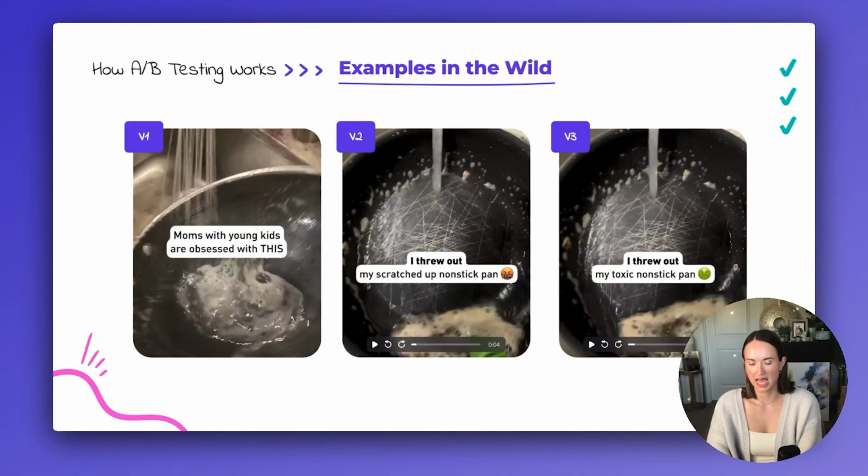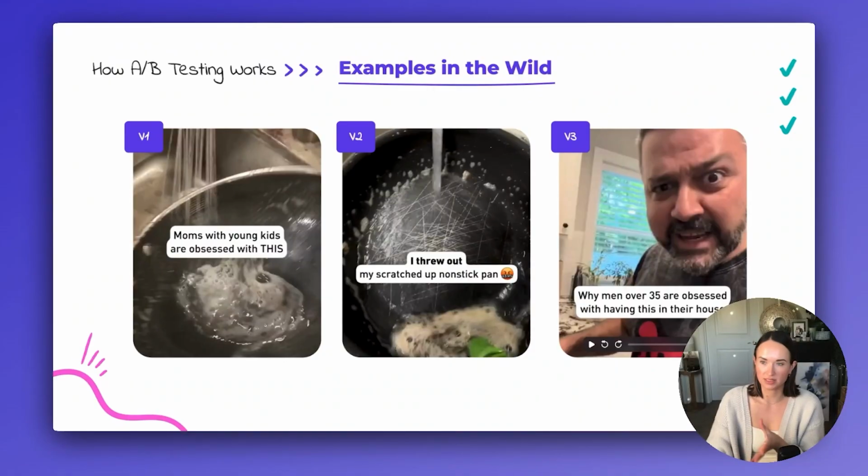Very similar text, obviously not the same, but very similar. "I threw out my scratched up non-toxic pan versus my toxic non-stick pan." This one is obviously more wildly different in the sense that you have someone actually talking to camera, a man who's over 35, so he visually fits that demographic. That said, because it's only the first 2 to 3 seconds, I do not consider these ads wildly different.